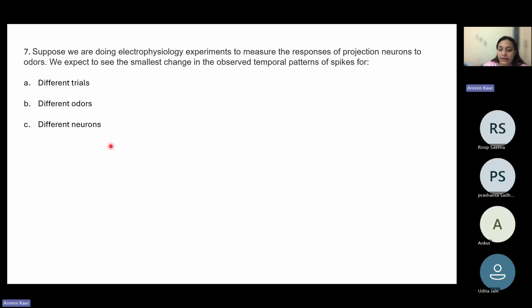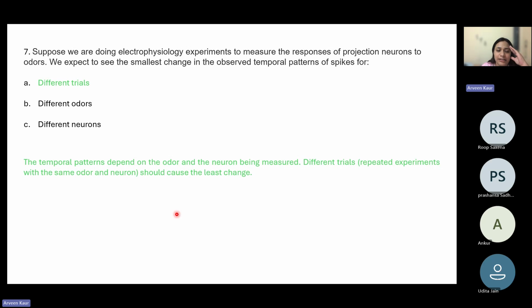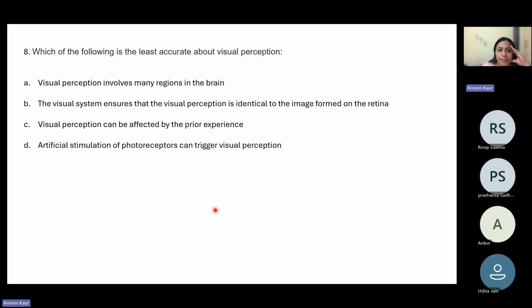It will actually be different trials, right? Because different odors will obviously elicit different responses. Different neurons will have different responses to those odors. But once we do multiple trials, it is going to show the least amount of difference in the pattern. So the temporal patterns depend on the odor and the neuron being measured. The different trials or repeated experiments with the same odor and neuron should cause the least change of all, right?